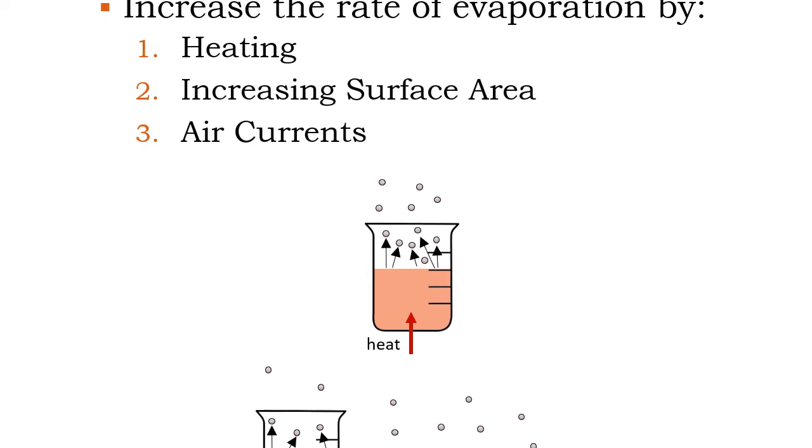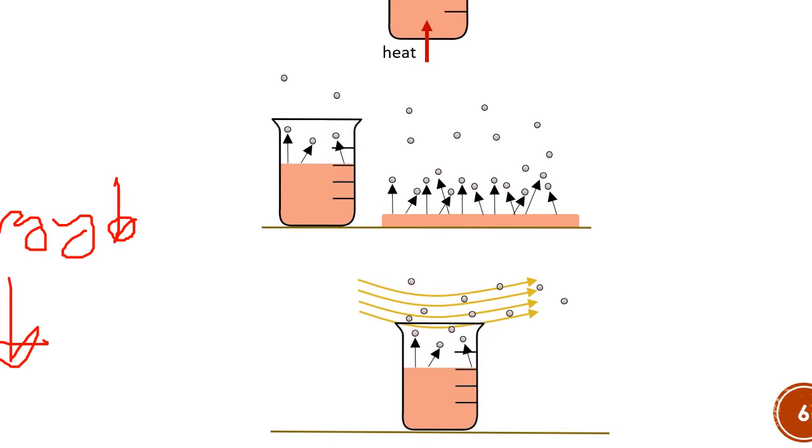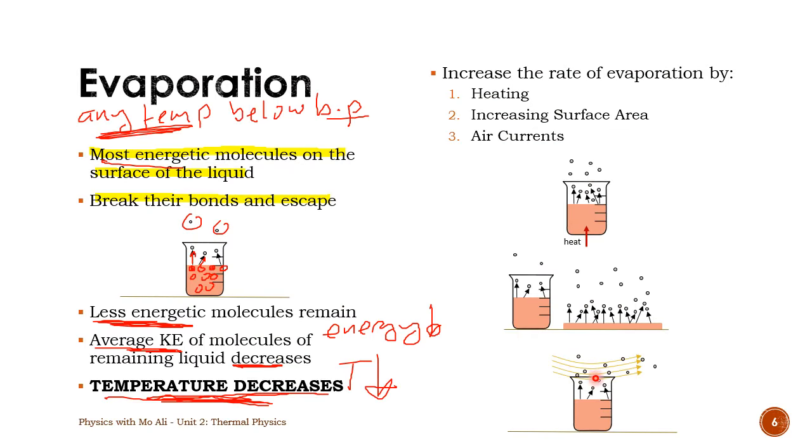And finally, you could use air currents. And when I say air currents, I mean something like a fan or air conditioner or just natural wind. When the wind blows on the top of the surface of the liquid, it pushes the molecules along with it. So instead of pushing the liquid down, like air pressure usually does, it just pushes the molecules away, making the evaporation happen much faster. So that's what you do if you want to increase the rate of evaporation.